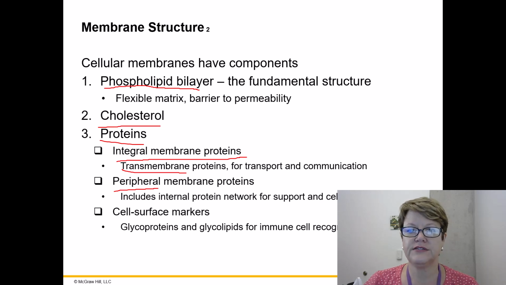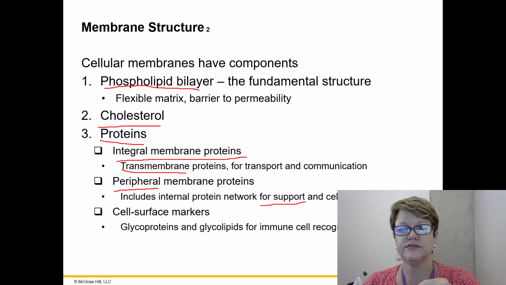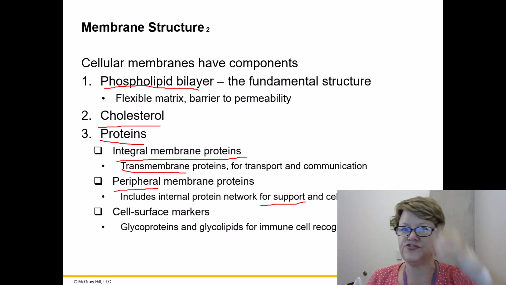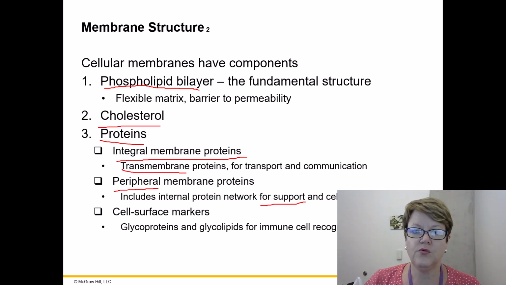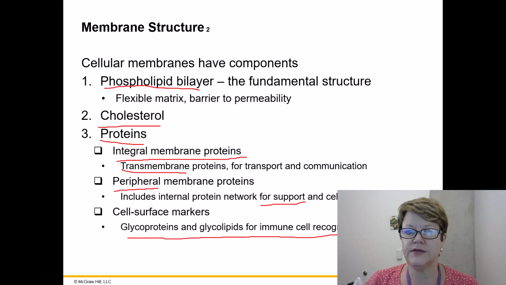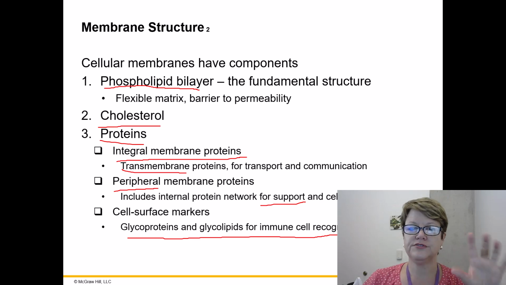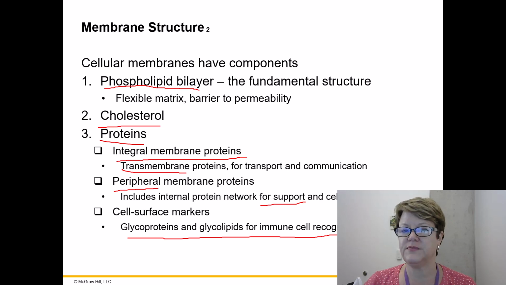Some of these proteins are acting as pores or channels for things to move through and to go across the membrane through these channel proteins. And the ones that are the glycoproteins and the glycolipids, these are for the immune system to be able to recognize which cells belong to you. So in other words, your immune system will scan the outside surface of all your cells and make sure that the glycoproteins and the glycolipids are the ones that are expected to be there.